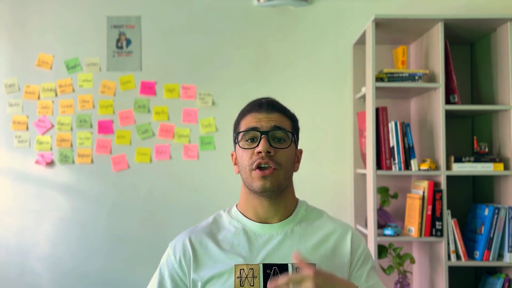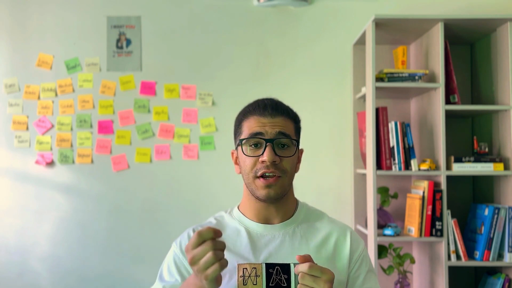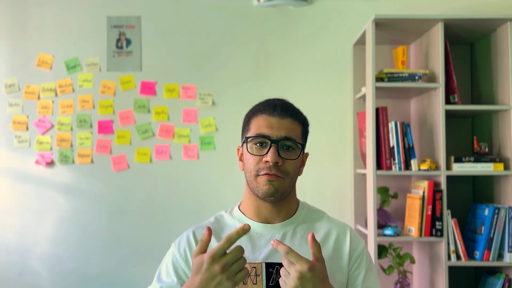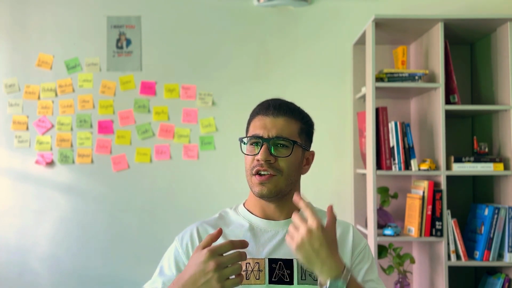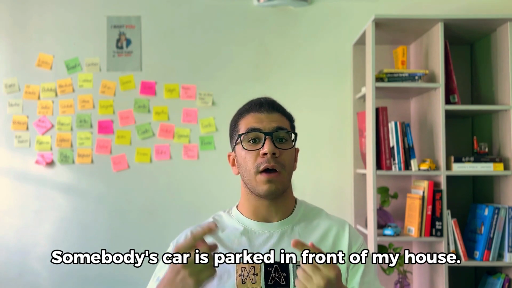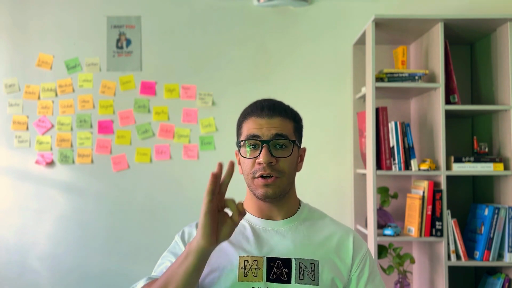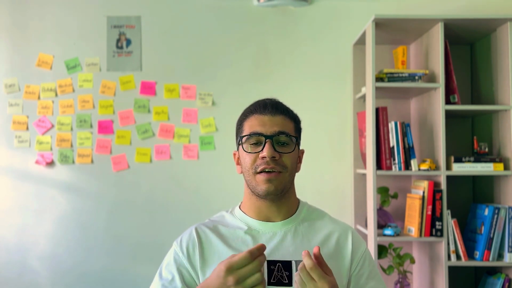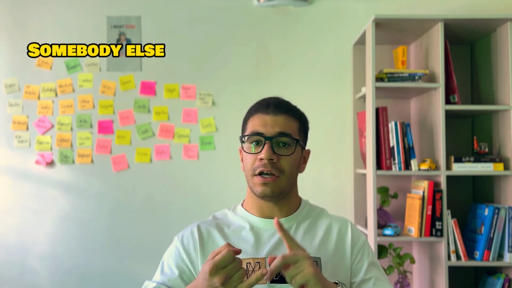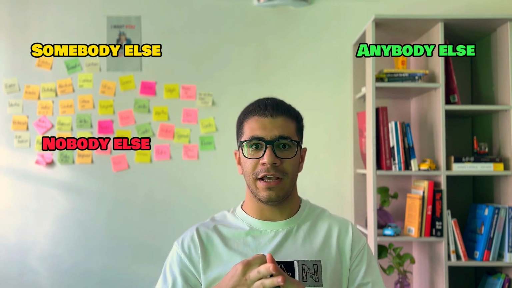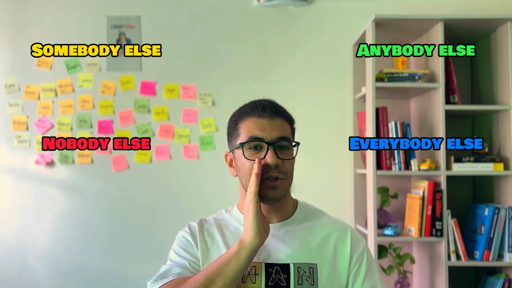And the second tip, you can also add third person s to these indefinite pronouns to refer to possessions. For example, when you do not have enough information about the possessions of some people or a single person, you can say, somebody's car is parked in front of my house. Or it's everybody's responsibility to respect civic rights. And the third tip is that you can add else to these indefinite pronouns to refer to other people or other things. For example, somebody else, anybody else, nobody else, and everybody else. Just a quick instance. Nobody else knows about the secret.